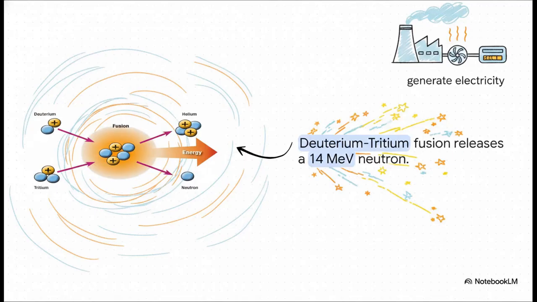The most heavily researched reaction for commercial fusion is the deuterium-tritium, or DT reaction. We take 2 heavy isotopes of hydrogen, deuterium, which has 1 proton and 1 neutron, and tritium, packing 1 proton and 2 neutrons. When they fuse, they form a super-stable helium-4 nucleus, an alpha particle, and they eject a single incredibly energetic 14 MeV neutron. That flying neutron is the golden ticket. It carries the bulk of the kinetic energy that we want to capture as heat to generate our electricity.